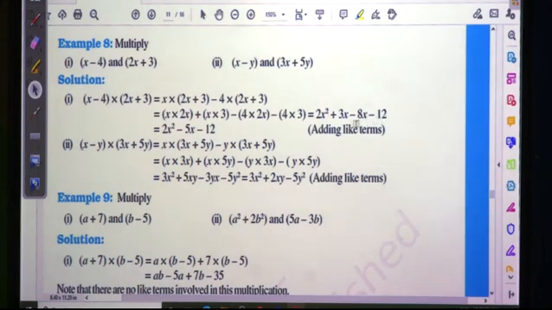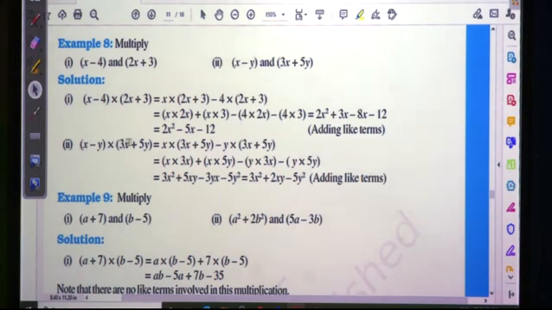Adding the like terms, 3x minus 8x are like terms. So, what happens? 3x minus 8x becomes minus 5x. So, the final answer is 2x square minus 5x minus 12. Let us see the second example in this.